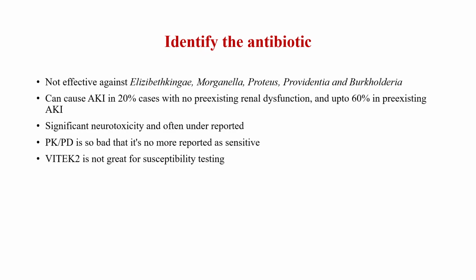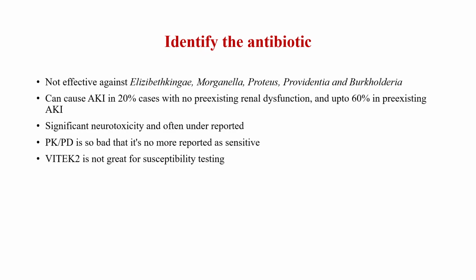What about this antibiotic? There are some bugs which are intrinsically resistant to this antibiotic, like Burkholderia, Elizabethkingia meningoseptica, Morganella, Proteus, Providencia. It can cause AKI in approximately 20% of the cases with no pre-existing renal dysfunction, and the rates of AKI can jump up to 60% if there is any pre-existing renal dysfunction. It can cause significant neurotoxicity, but often underreported. It can cause severe muscle weakness after the infusion of the antibiotic.